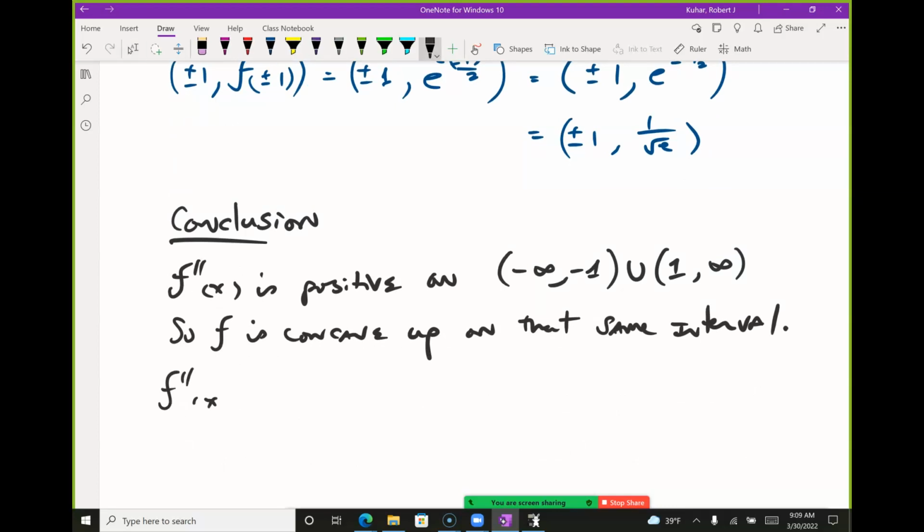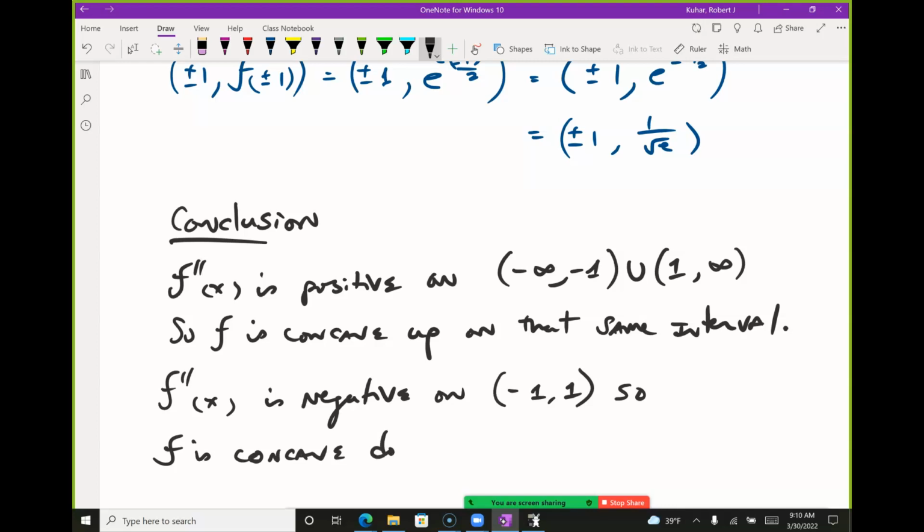F double prime of x is negative. The second derivative is negative. Remember, we're doing a second derivative test that tells about the function. F double prime of x is negative on minus 1 to 1. My intervals will always be open intervals. So f is concave down on minus 1 to 1.